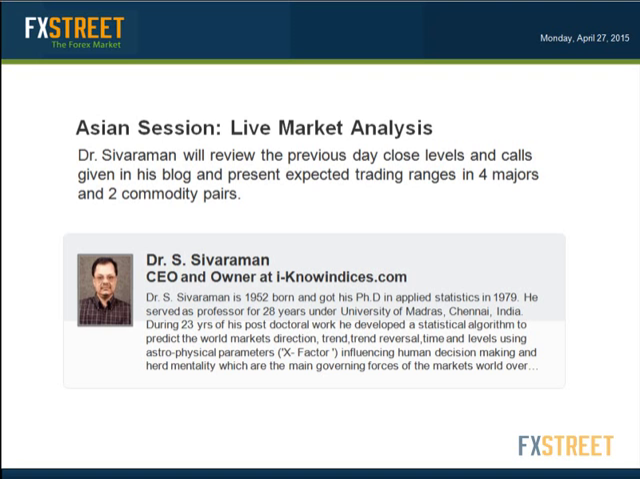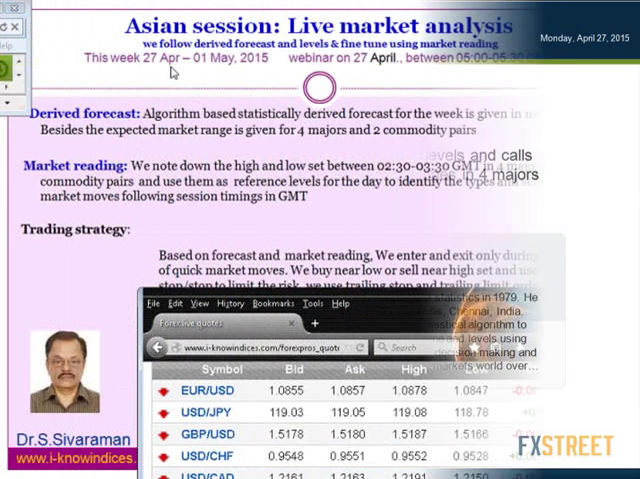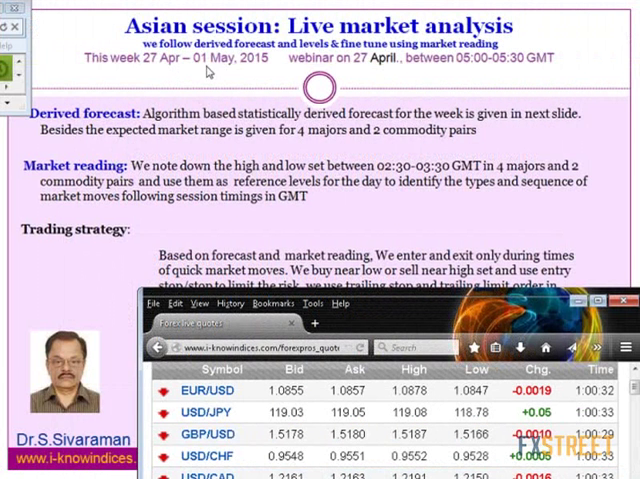So today I'm going to present the Asian session live market analysis explaining the derived forecast for this particular week, 27th April to 1st of May. So this is the tag end of the month and also the starting of the new month. So we anticipate the monthly trend reversal moves.